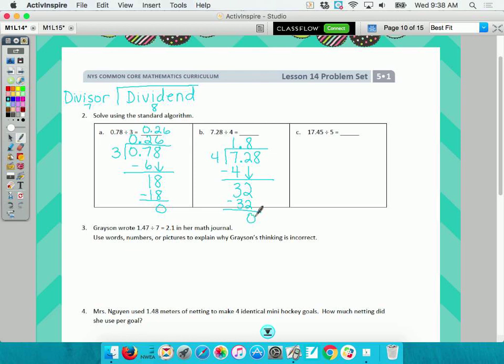Now I have 0 remainder, but I'm not done, am I? Because I still have a number I haven't brought down yet. So if I have 8 hundredths, and I have to put them in 4 groups, how many would be in each group? 2. So 4 times 2 equals 8. Right. Okay. And so my answer is 1 and 82 hundredths.